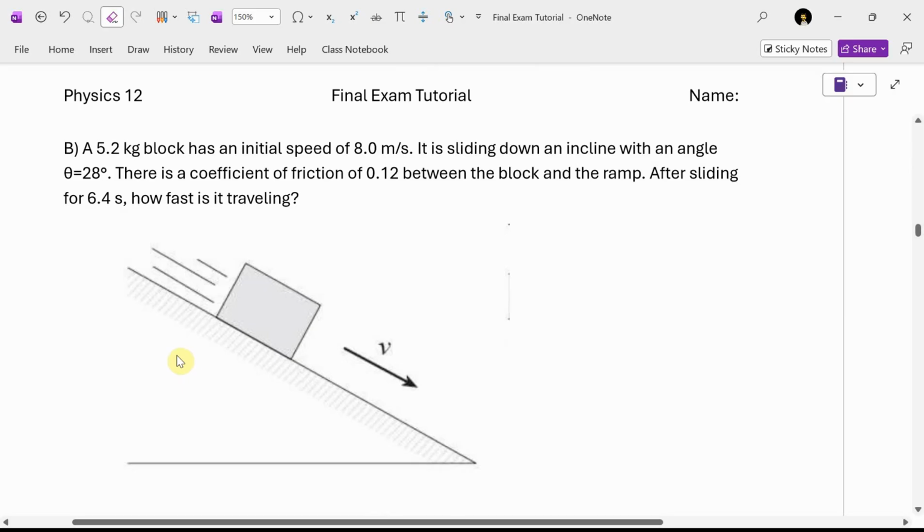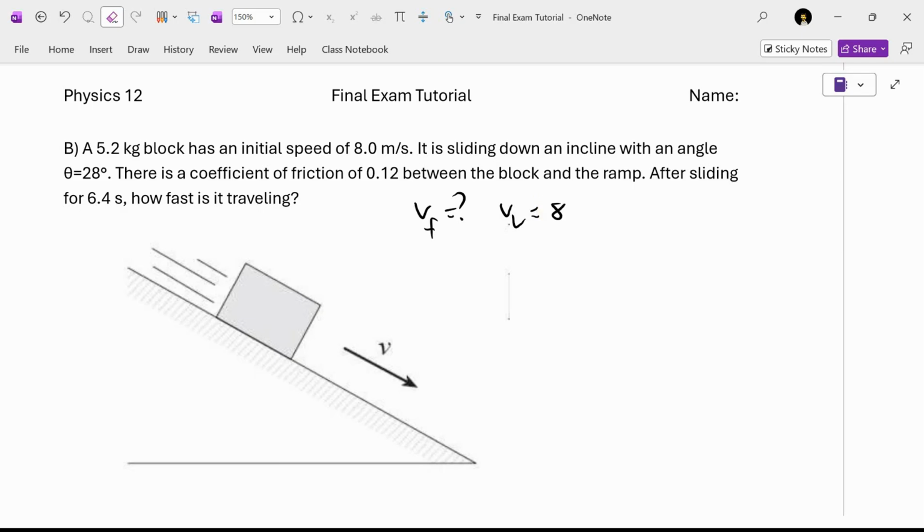So, B. A block has an initial speed of 8 meters per second. It's sliding down an incline with an angle of 28 degrees, and there's a coefficient of friction between the block and the ramp. After sliding for 6.4 seconds, how fast is it traveling? Peyton, what's this actually asking me to find? Can you be more specific in terms of physics speak? Initial or final? Read the first line and then you'll figure it out. Okay, so VF equals question mark.